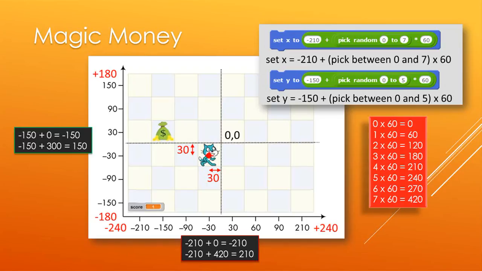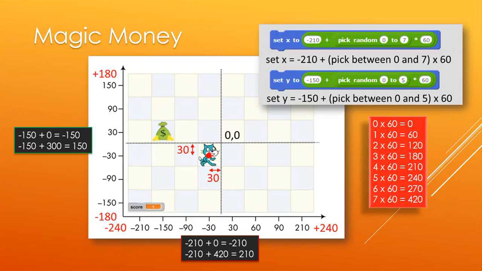So you can see we've got plus 30, plus 60, plus 90. Those are all in the middle of the square if you go up. And here we've got minus 30, and there should be a minus 60, minus 90, minus 150. These are also in the middle of the squares. So what you need to remember here is that our steps are going to be 60 because the blocks are 60, and we have an offset of 30. That gets us into the middle of the block. So we have a starting point for X, minus 210 over there, and for Y, minus 150 over there.